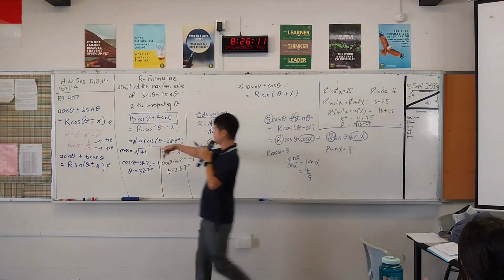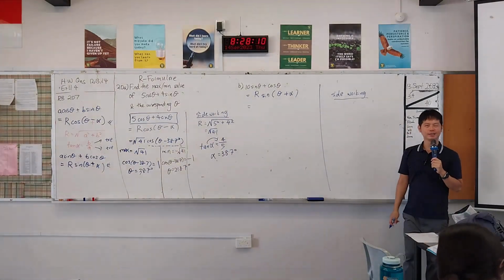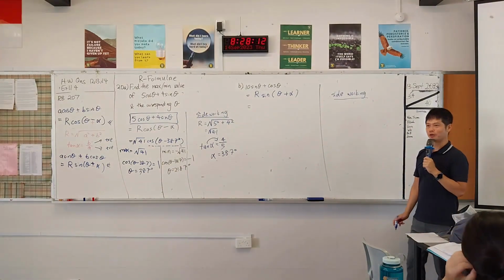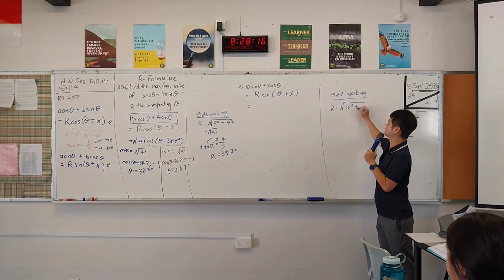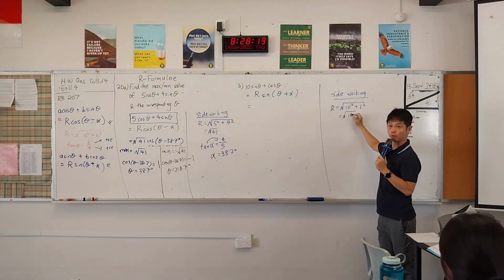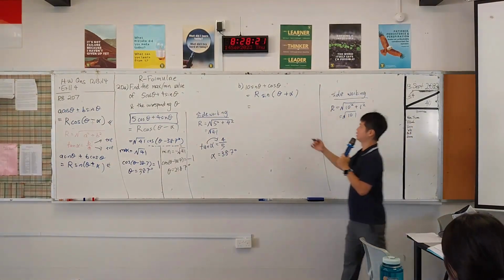And r will be square root 16 plus 25. You look at the part. Okay, what is r? Yes, square root of 101. So you do the working. R equals to square root of a square plus b square is square root of 101. Okay.